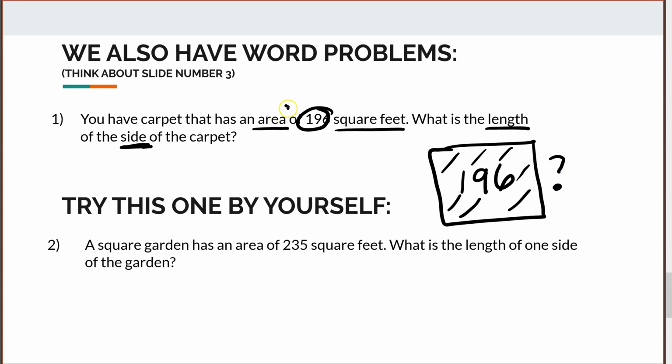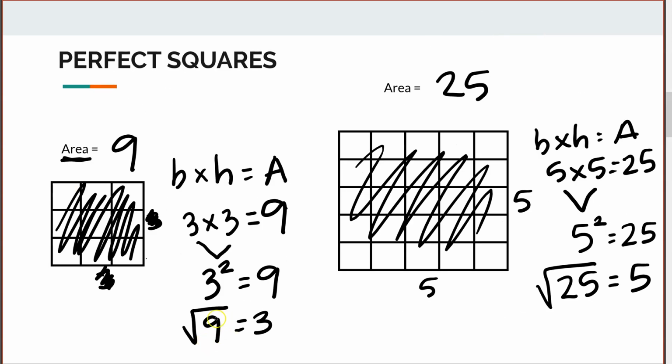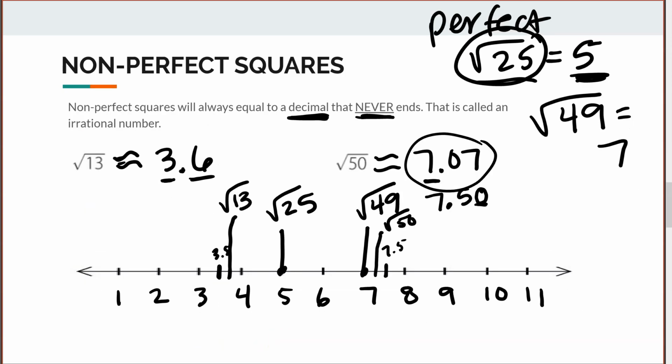Now again, it talks about area. Please keep that in mind. It does not talk about perimeter, so please do not do 196 divided by 4 to find the perimeter. That's not how it works. Remember, it's base times height has to equal 196. So it talks about two numbers have to equal 196. Well, we go back to slide number 3. How do we go backwards to find the side? We did the square root.